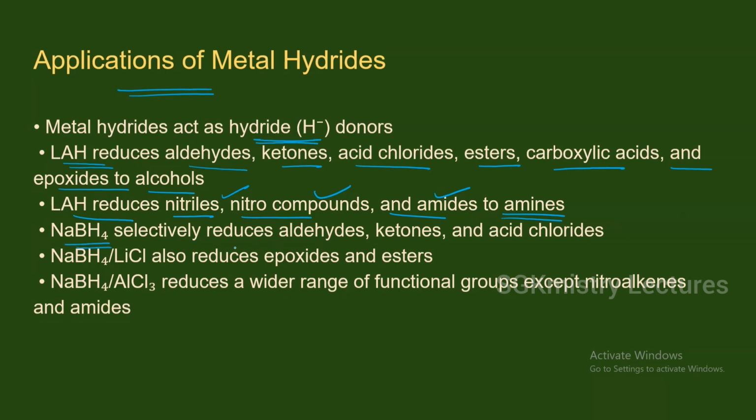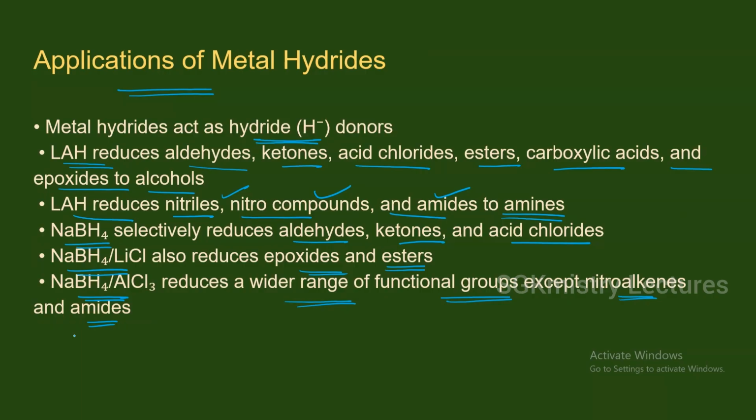Sodium borohydride is more selective when compared to lithium aluminum hydride. It selectively reduces aldehydes, ketones, and acid chlorides. Now, when you're using a combination of sodium borohydride and lithium chloride, it reduces epoxides and esters. If you're using sodium borohydride and aluminum chloride, it reduces a wider range of functional groups except nitroalkenes and amides. So this is one slide which you need to remember very clearly whenever you're going to predict the products for the various reactions based on the questions that have been given. So you need to predict the products based on the reagents that have been given.